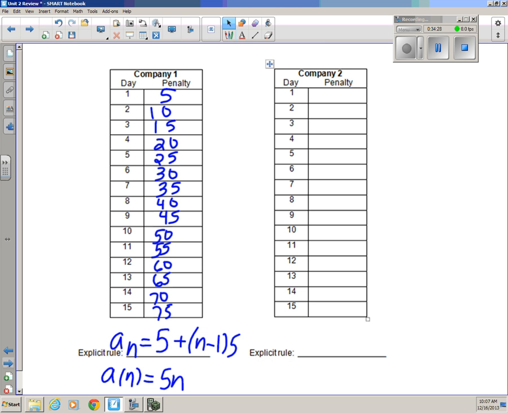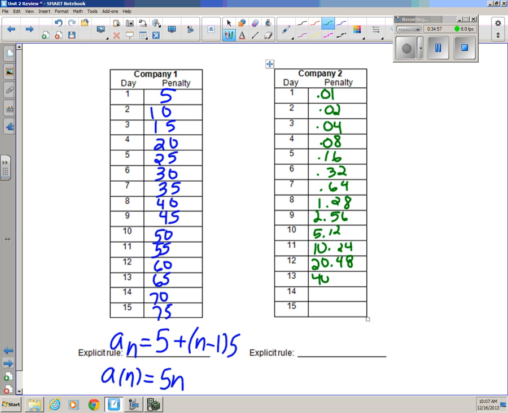On Company 2, this is starting out with a penny. So it's 1 penny, doubles to 2, doubles to 4, doubles to 8, doubles to 16, to 32. This seems reasonable so far. 64, $1.28, $2.56, $5.12, $10.24, $20.48, $40.96, $81.92, and then $163.84. So this is by doubling each time.